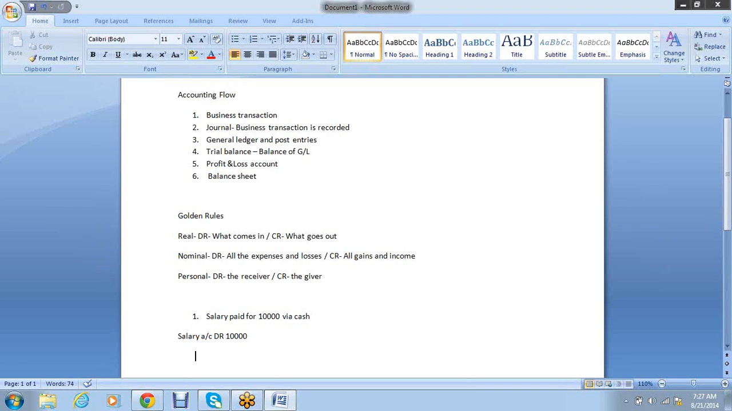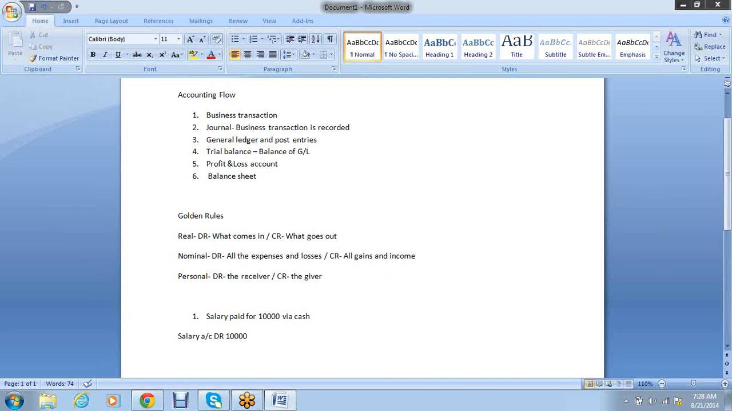Now, from the company's perspective, I'm giving a salary. I'm not writing that person's GL account. I'm writing from my company perspective. Now, the salary account is my account. What is going out here? The money, salary. Your cash is going out.